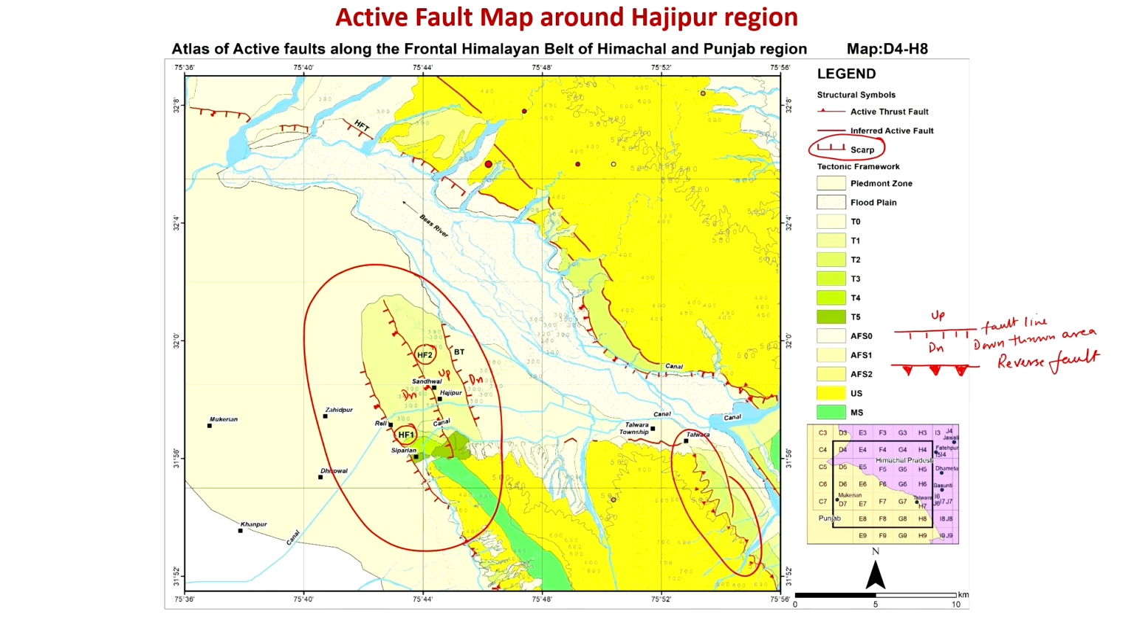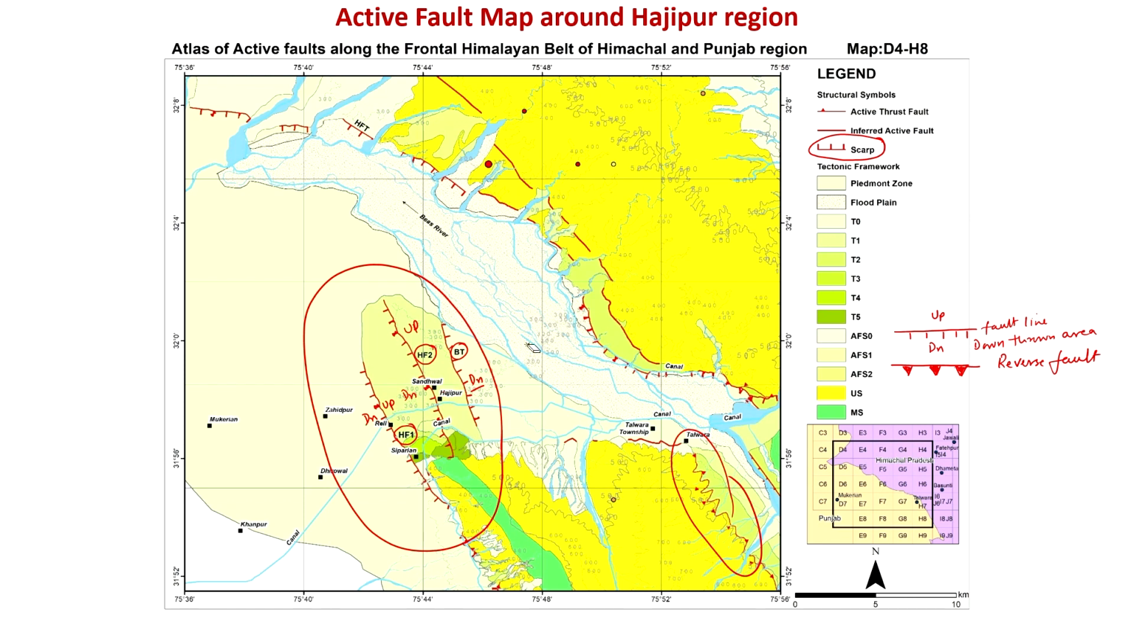Then you have HF2, and BT is the back thrust actually. With respect to this fault, that is BT, this area is down, this is up. But with respect to HF2, this is down, this is up. And similarly with respect to HF1, this portion is up, this is down. This type of topography you will have to look at very carefully on satellite data and then do the field mapping. I will discuss this later also, because this is the area where we have done very detailed mapping.